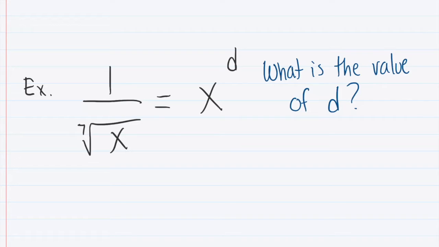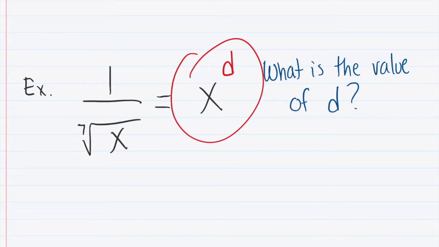Okay, so we have another example. We want to solve for the letter x to the power of d. We want to solve for actually the variable d. What is its value? Well, again, let's use some common sense here. Let's follow the clues. You notice how this doesn't have any roots?